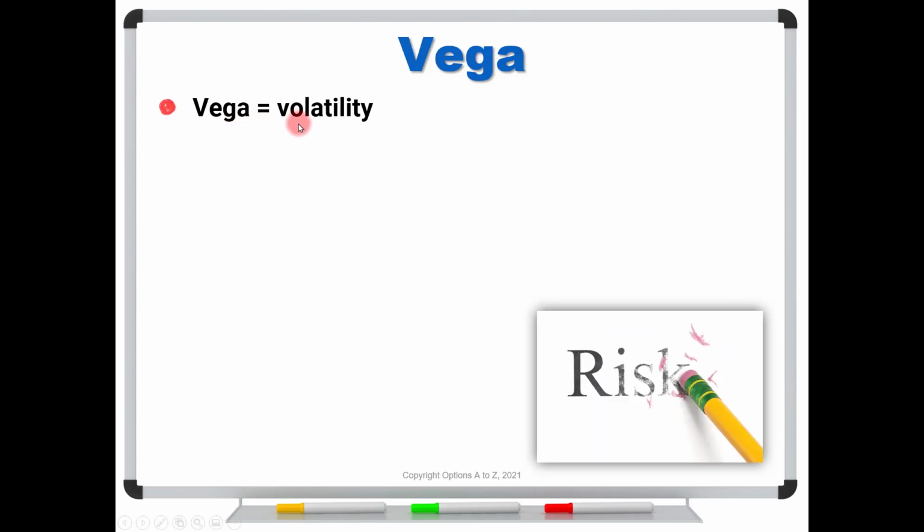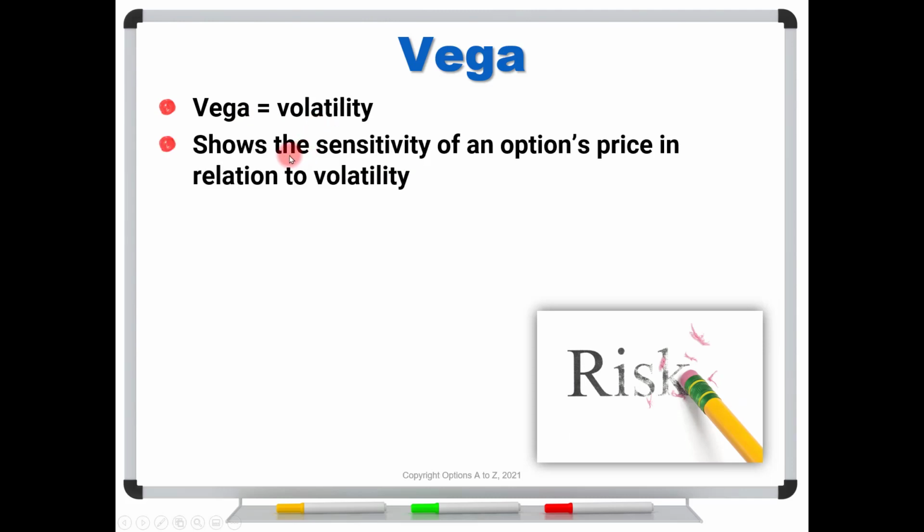Now, Vega, of course, stands for volatility, for those of you who have had the Greeks. And what it does is it shows the sensitivity of an option's price in relation to volatility. So if volatility goes from 20% to 21%, that's a 1-tick change in volatility. How did that affect your option's price? How much did it gain or lose? That's Vega.